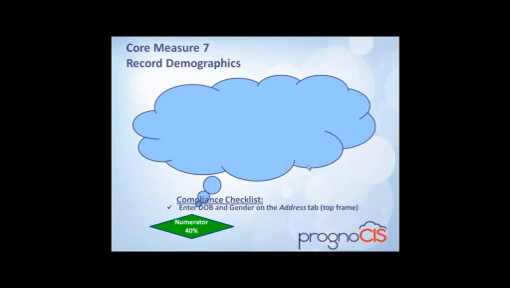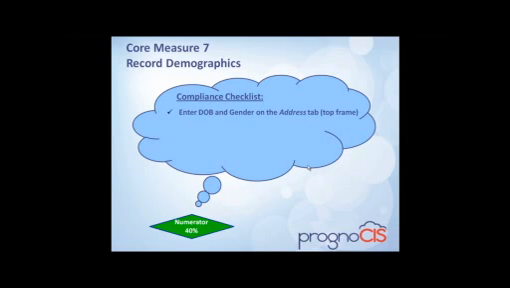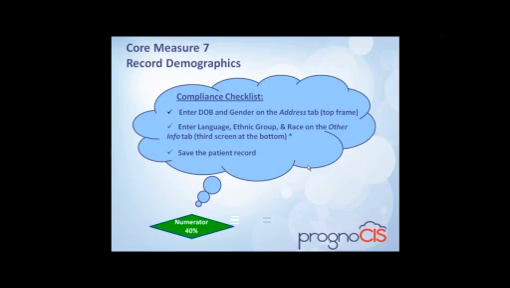So to summarize Core Measure 7, you want to remember to enter your date of birth and gender, and that is on the top frame of your patient register, typically when the address tab is defaulted. You also want to remember to go to the Other Info tab of Patient Register and enter your language, your ethnicity, and your race, and that would be at the bottom portion of that Other Info tab. And then finally, you want to save the record.